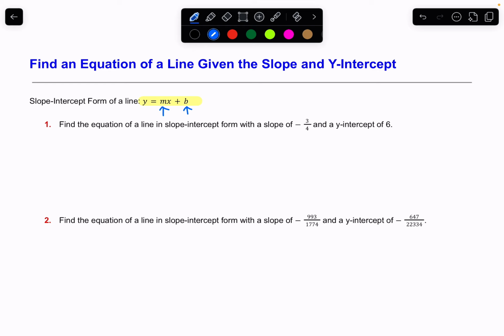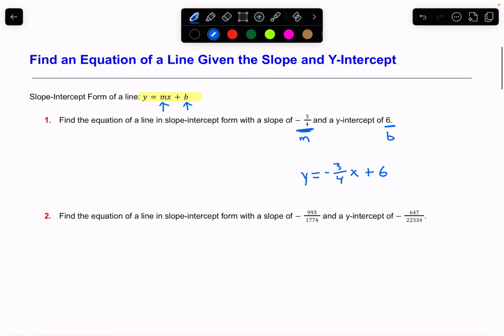Number one says, find the equation of a line in slope-intercept form with a slope of -3/4, so that's our m, and a y-intercept of 6, so that's our b. Literally all we have to do here is plug in those two numbers into the formula: y = -3/4x + 6. Nothing else to it.